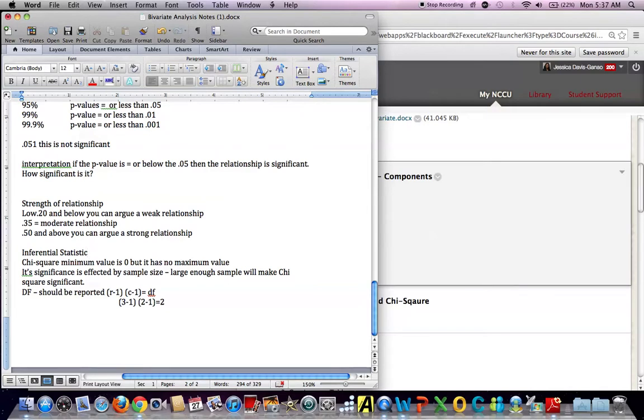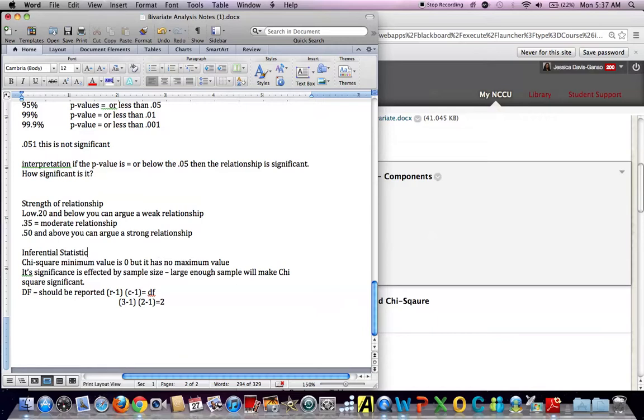All right. So in terms of the chi-square, the minimum value of a chi-square is 0, but it has no maximum value. All right. It also does not show strength or direction. It only is if the statistic is significant, then you argue that you can infer the findings from the sample to the population.